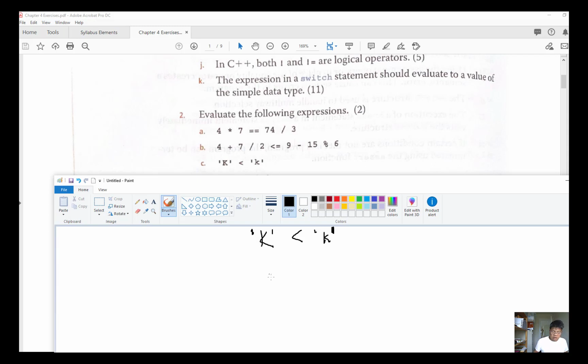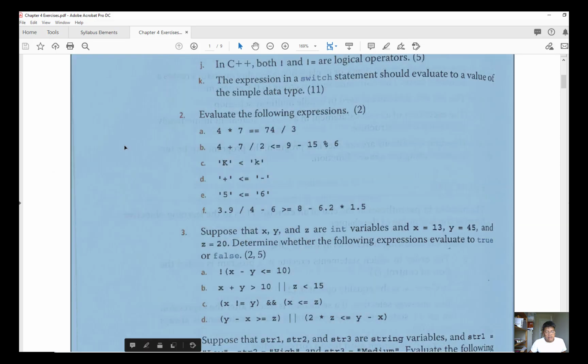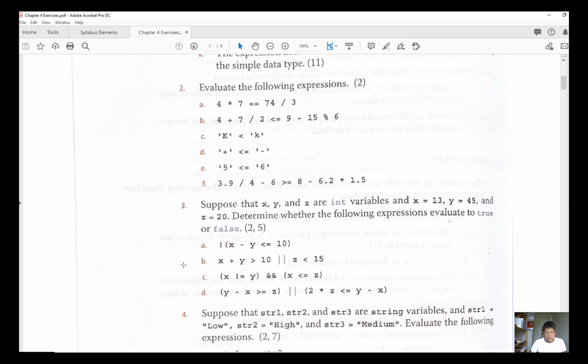So I'm just going to come down here and put 75. Is that less than the lowercase k, which is 107? All right, so this is what? True. This is true. So that's all you do. So go through this one by one and play with this and understand how this works as well.